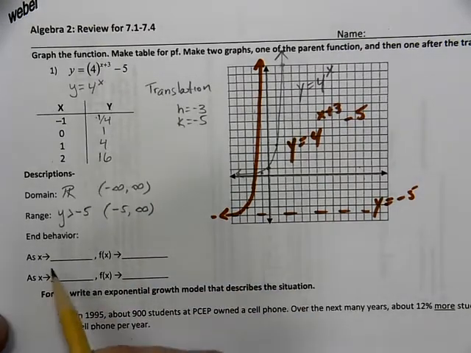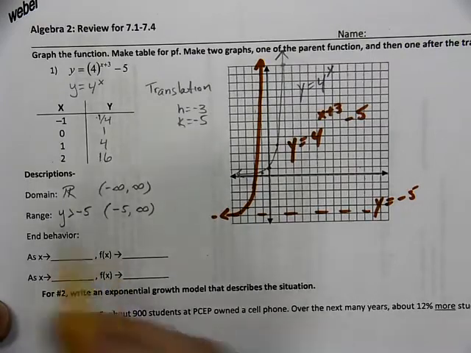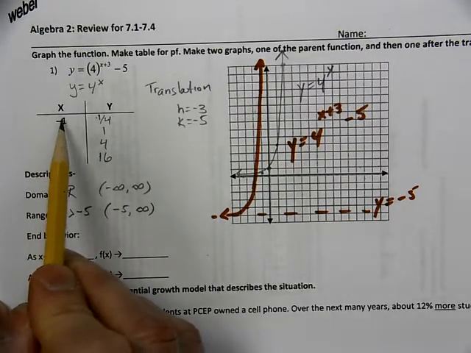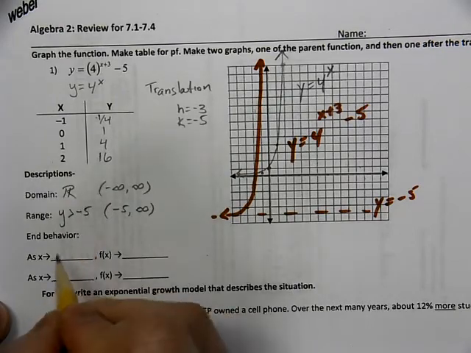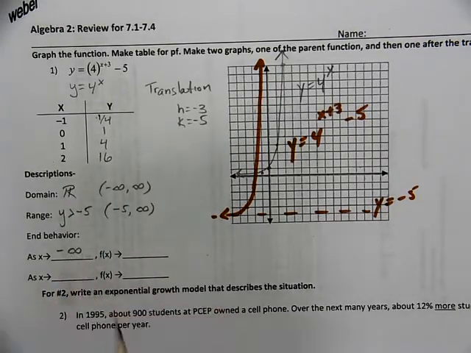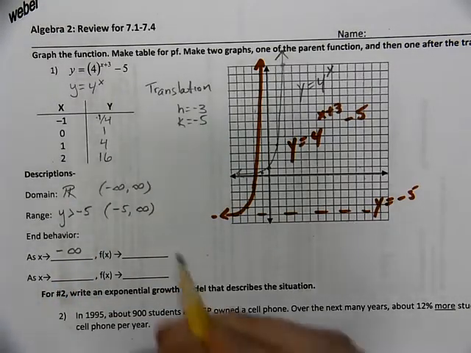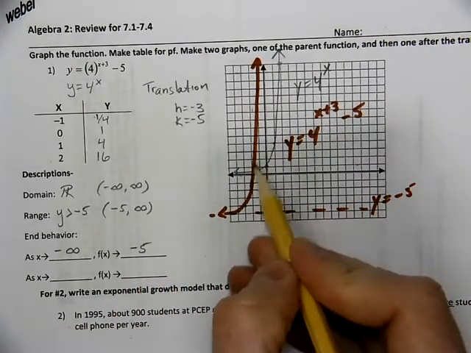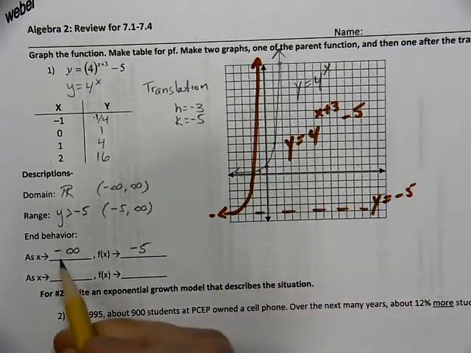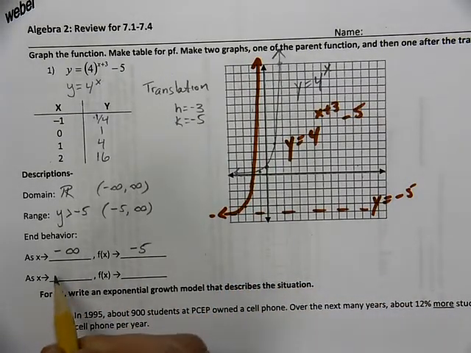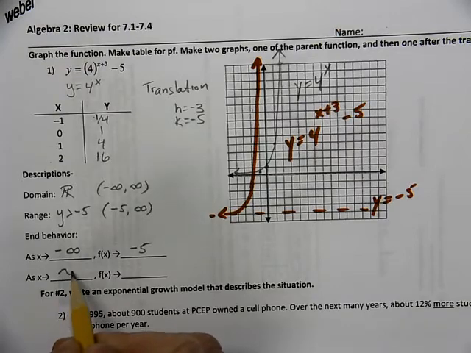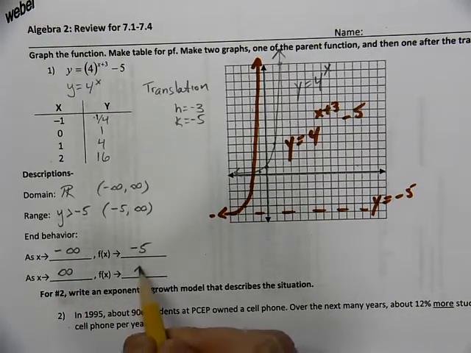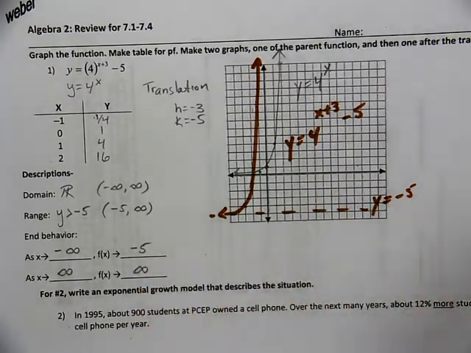The end behavior. As x moves, what's the smallest value x can be? X can be negatives, it can be positives, it can be all the different values. So as x moves to -infinity, to the left, the function approaches -5. It gets closer and closer to -5. As x moves to the right, to +infinity, the graph also moves to +infinity. It goes upwards as x gets bigger.